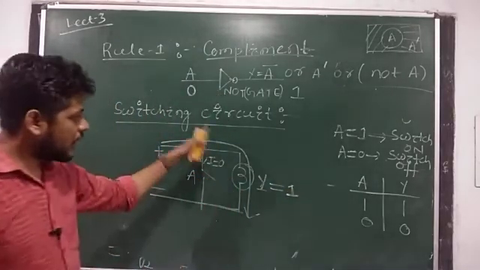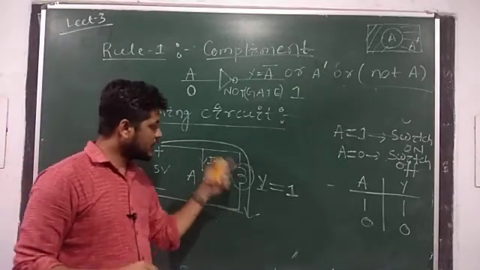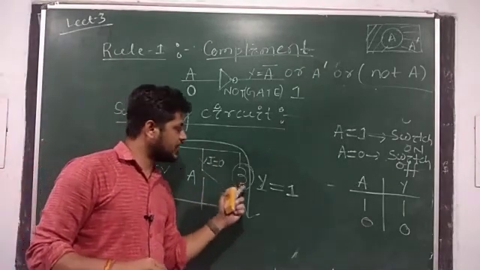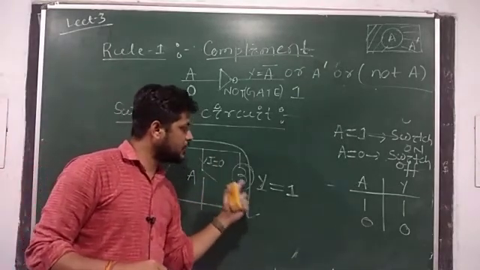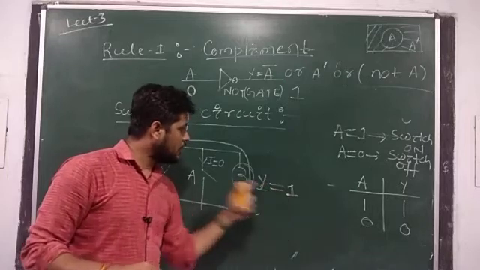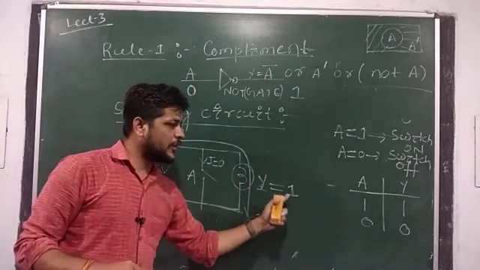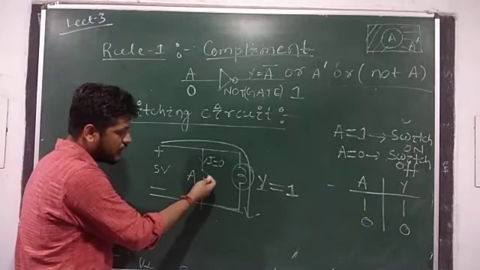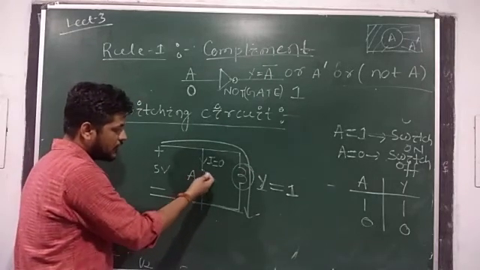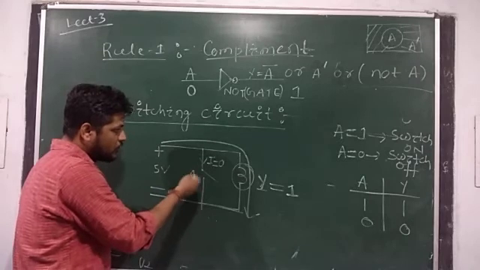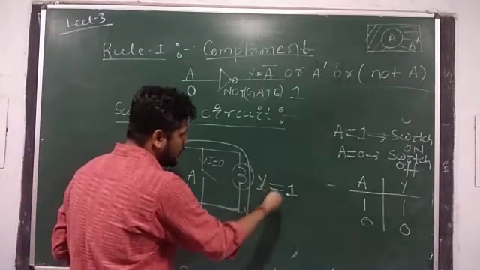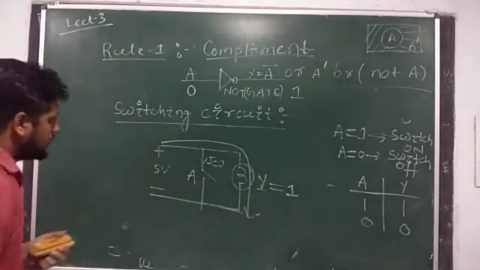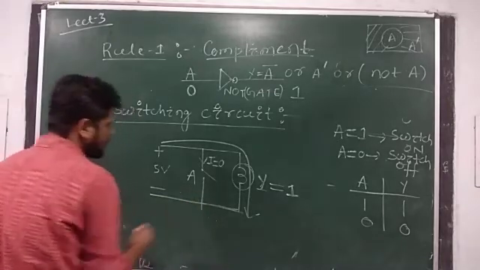That will be current is flowing, hence the bulb will glow, that is the bulb will be in the on state, and the on state in digital we represent by bit 1, off state will be represented by bit 0. So when A is equal to 0, that is the switch is open, obviously that is the switch is in off state, A is equal to 0, then output will be 1.